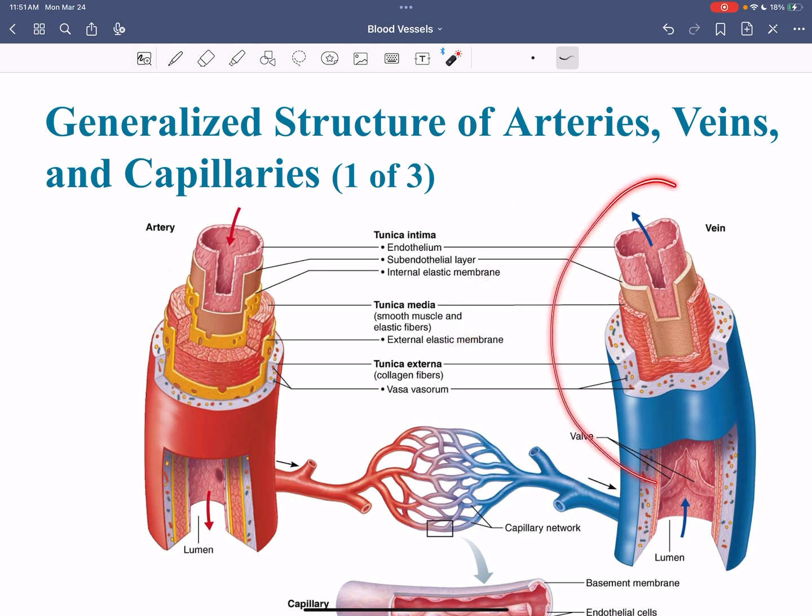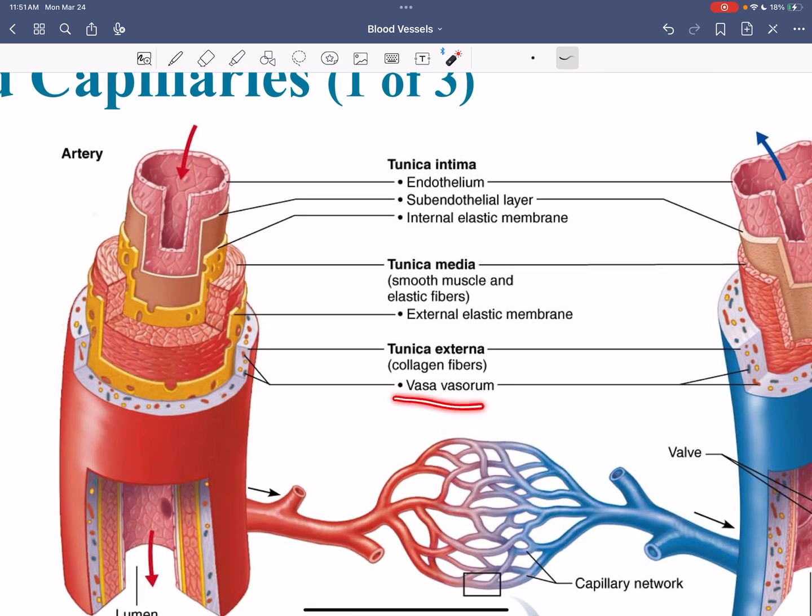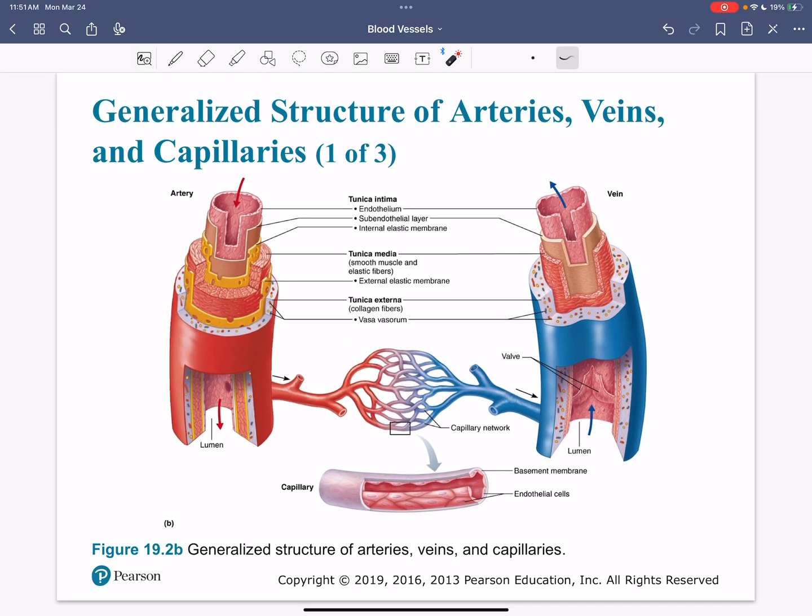And if you're a vein, depends if you're big or small, you'll have the three layers, but we may have to subtly alter how much of each one of these layers and some little details that are associated with it. Now here we can see, we talked about the vasa vasorum, so we do have these really small blood vessels that help to nourish the outer layers of the large blood vessels.